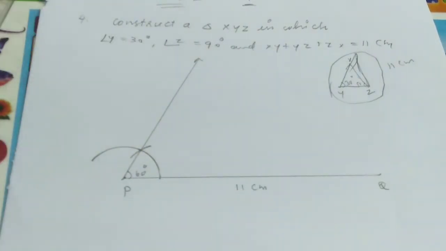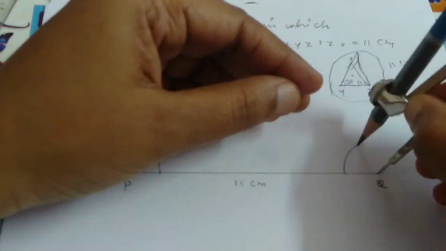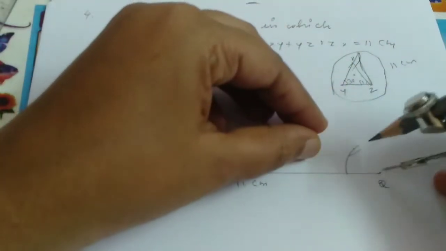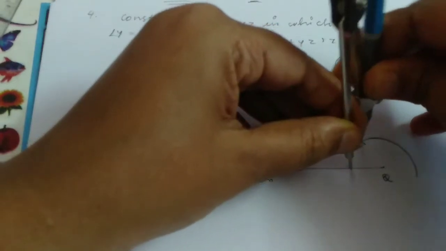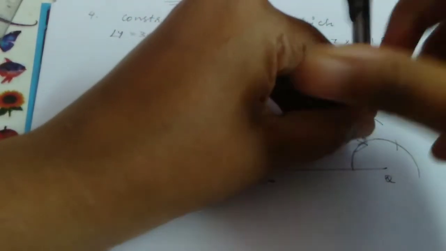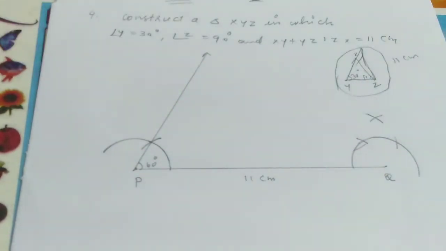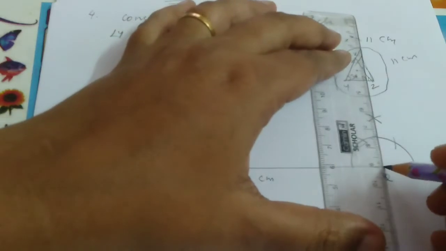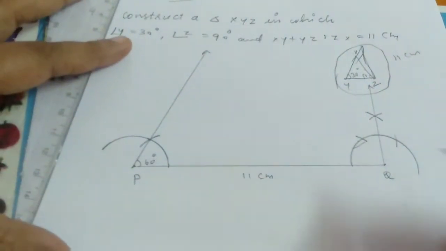Next, on the Q side, the angle is 90 degrees. How to draw 90 degrees? With the same convenient measurement, draw one semicircle like this. Next, with the same measurement, keep it here, cut one arc, then keep it here, cut one arc, then this side one arc, this side one arc. Now join Q and this intersecting point, and this will be 90 degrees.